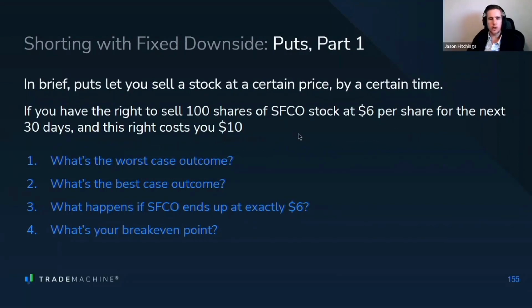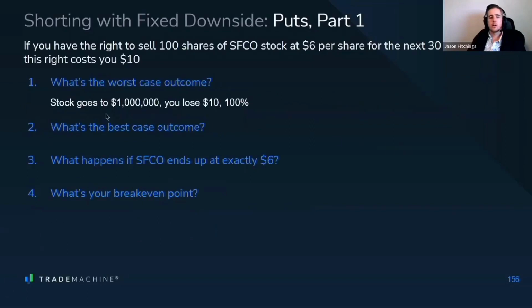So what's your worst case outcome? If you bought an option, it costs you $10, and the option gives you the right to put stock on someone. What's the worst case outcome? What's the best case outcome? What happens if Safeco lands directly at $6? And what's your break-even point? So if the stock goes up to $1 million, you lose your initial investment, because you're not going to sell someone stock at $6 if it costs $1 million.